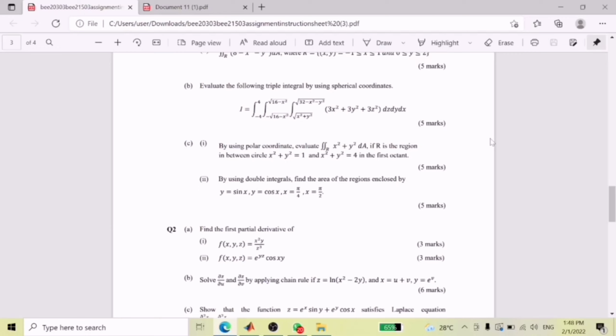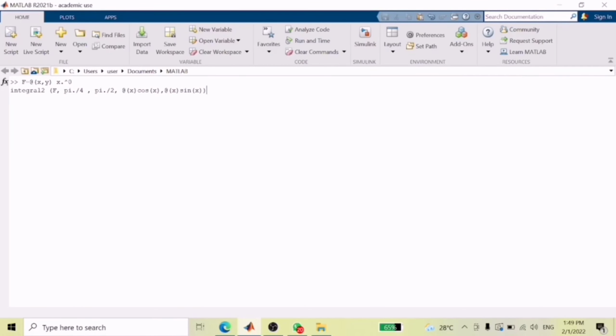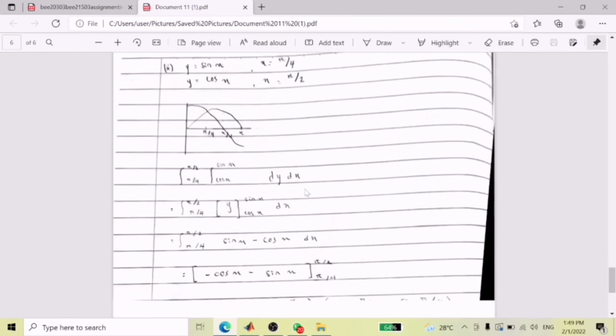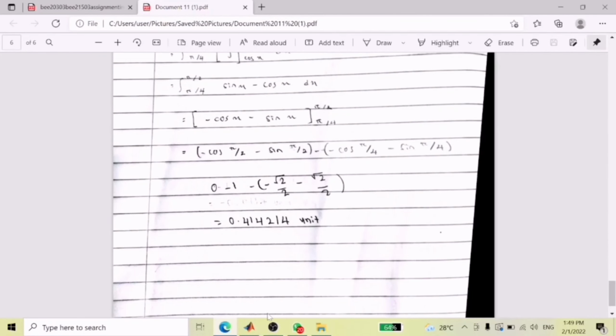For the last part in question 1, which is question C2 Roman, this is our upper limit and lower limit. We just go to MATLAB. This is what we will get, and we already write the upper limit and lower limit. Enter, and this is the answer. We check in our manual calculation, we get the same answer.